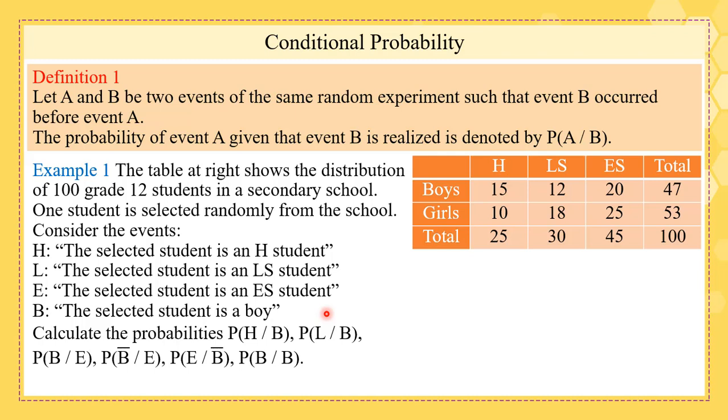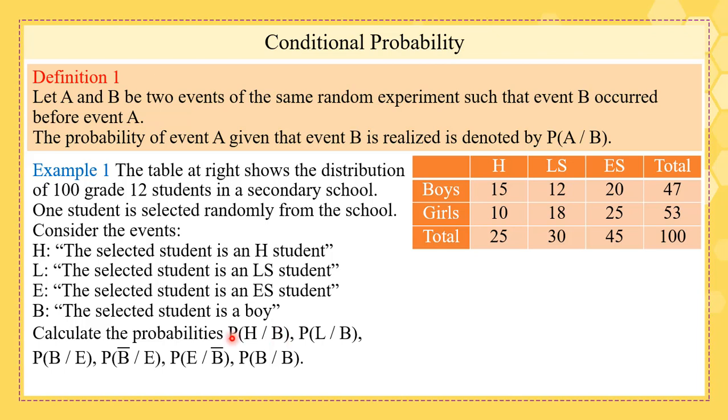Now let's see how we calculate conditional probabilities. First, in order to find P of H given B, we're going to see that the universe will be changed. For the time being, the universe contains 100 students, the students in grade 12. Whereas for conditional probability, the universe will be changed based on the event that occurred before, i.e. in this case, based on B. Let's see what we mean by this.